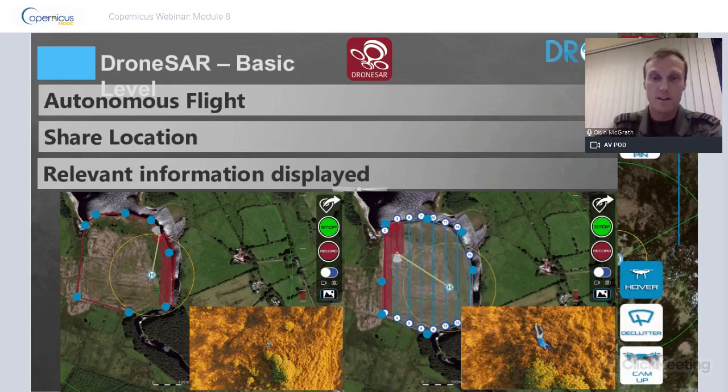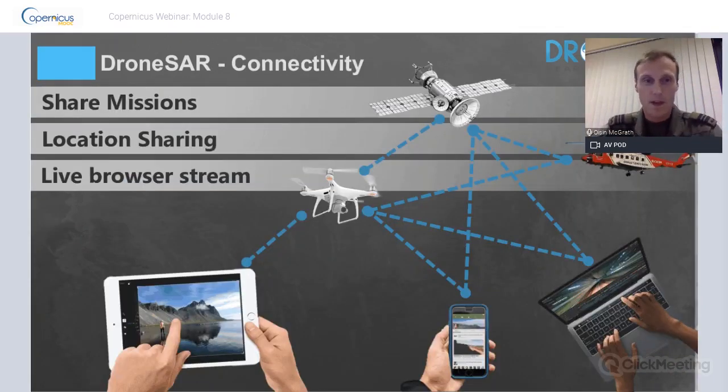As the pilots find information, they share location back to the command and control center, and then only relevant information is displayed, as there could be a lot of information displayed. And the pilots have a number of in-flight functions. They have pilot chat, they've got a two-way audio channel, all of which they can connect directly to the command and control center. So that's the basic level of DroneSAR in terms of the connectivity. It's the first level of connectivity.